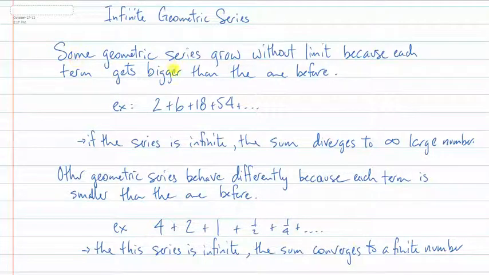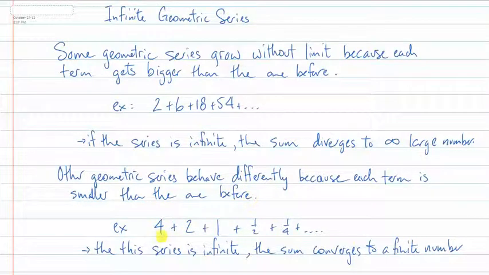First of all, some geometric series grow without a limit because each term gets bigger than the previous one. Here's an example. 2, 6, 18, 54, and so on. Each term is progressively bigger than what came before. If we don't have a limit on this, this won't have a sum. It will head to infinity, in fact. It's called divergent.